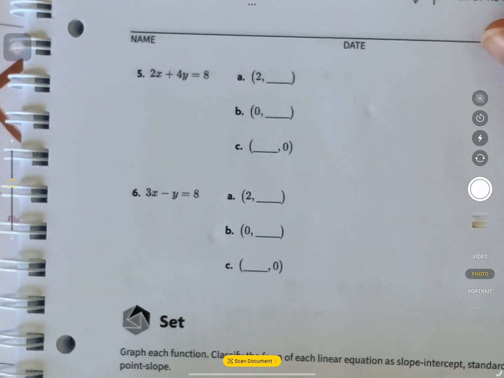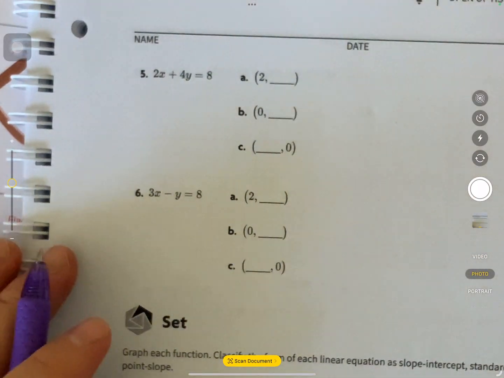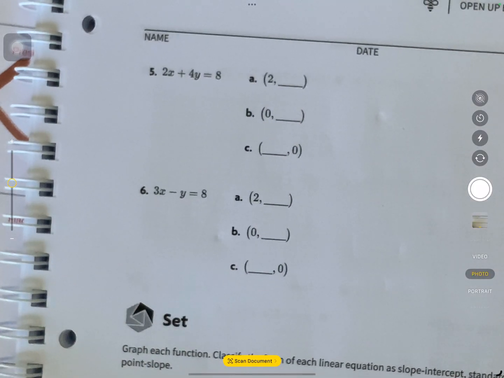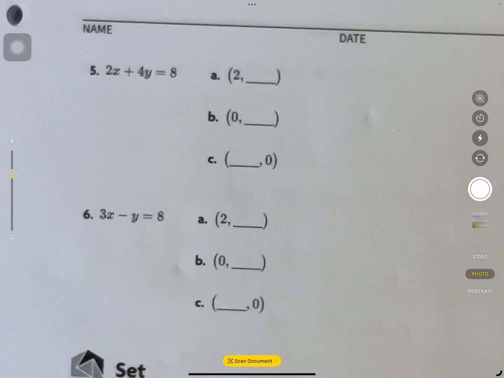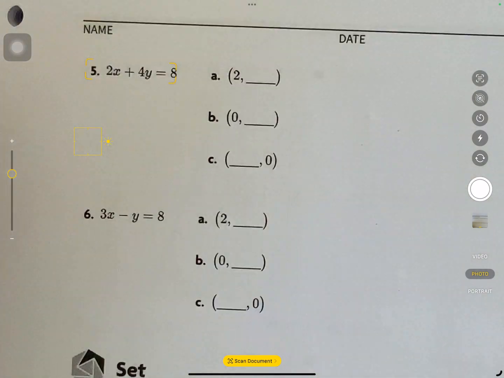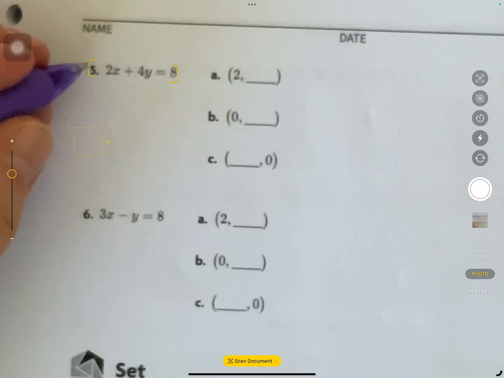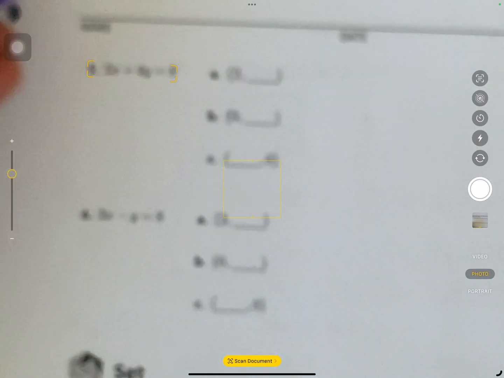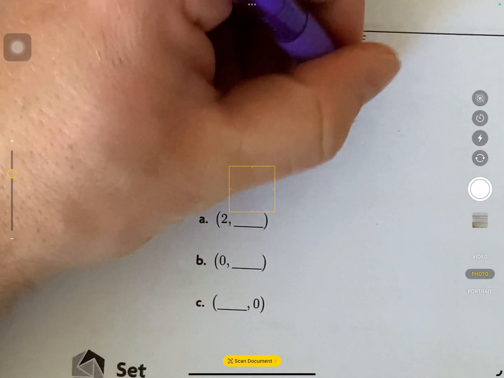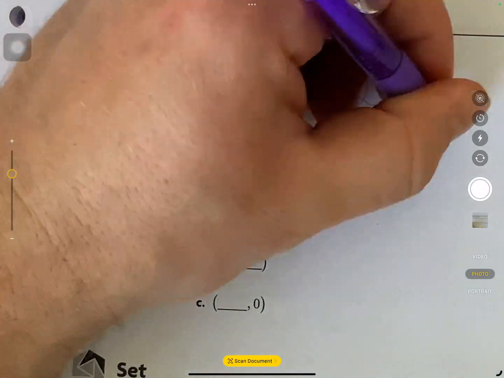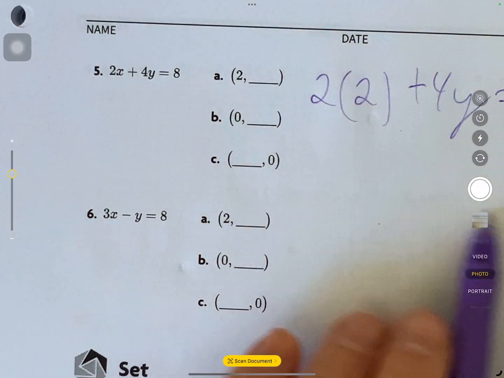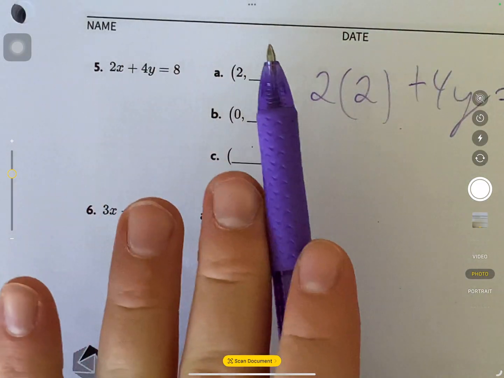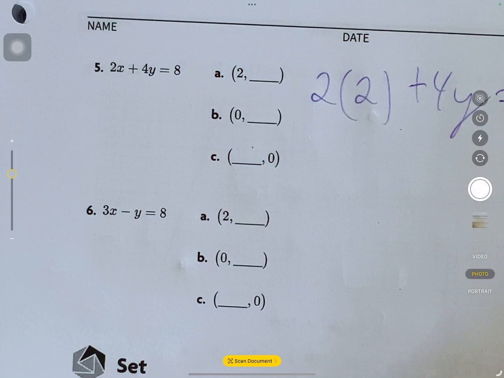Next page. But I'm not done yet. Just pause it or slow it down. These are harder versions of the one we just did. I mean, this is the same stuff, so I don't really know how much you need of me, but I will do 5, but you do 6. 2 times 2 plus 4y, does that equal 8? We're trying to see if this solution is on there, so we can make sure it is.